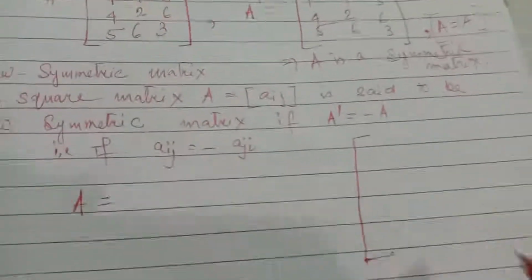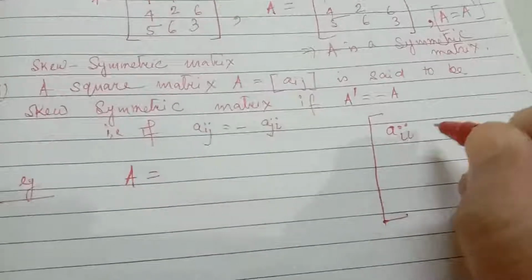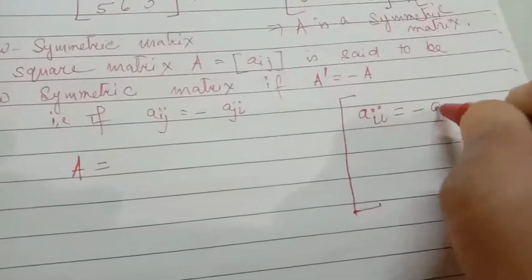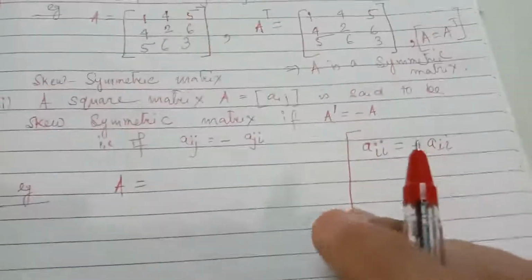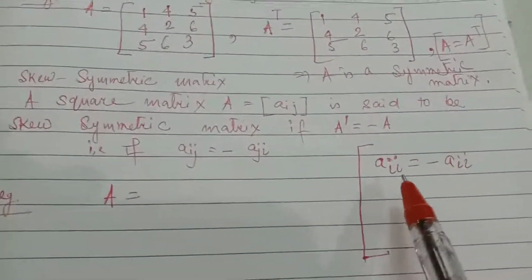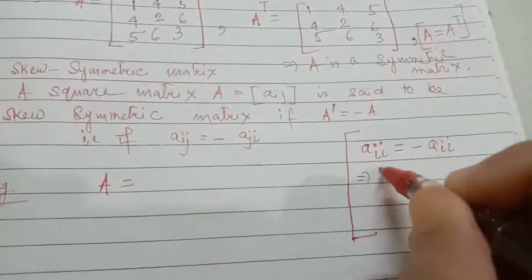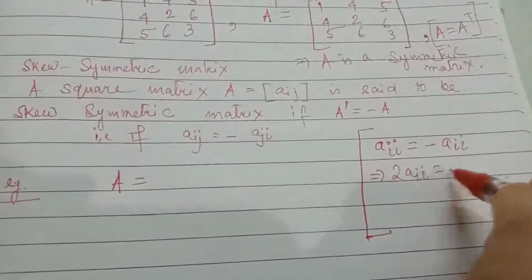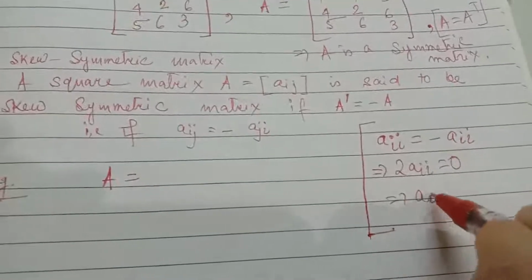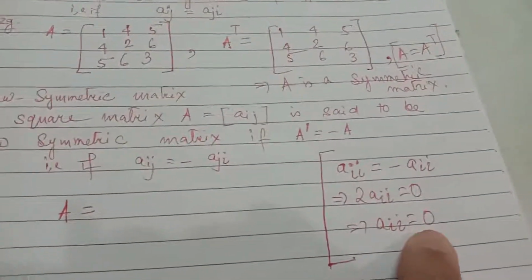Now if i equals j, then also aii will be equal to minus of aii, because there are some elements in this matrix for which i equals j. aii is equal to minus of aii, and from this we get 2aii equal to 0. So aii equal to 0 is very important. That means in a skew symmetric matrix the diagonal elements will be 0.